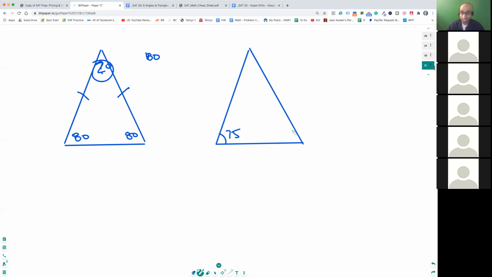Anyway, so this is 75 and this is 75. If these two are 75, and let's say you're given this side is 5, then you can immediately figure out that this side is 5. Very easy to figure that out.